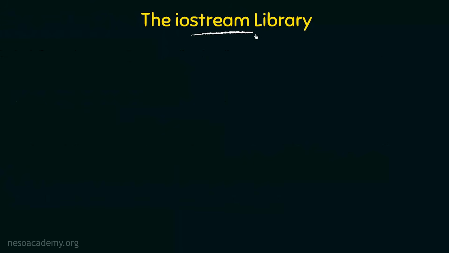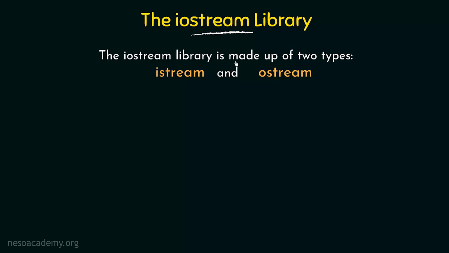Coming to the iostream library, it is made up of two types. One is the istream and the other one is the ostream. So that is why IO. What is the istream? Istream is the input stream that is used for taking inputs. And ostream stands for output stream that is used for giving outputs. Now we understood I is input and O is output.